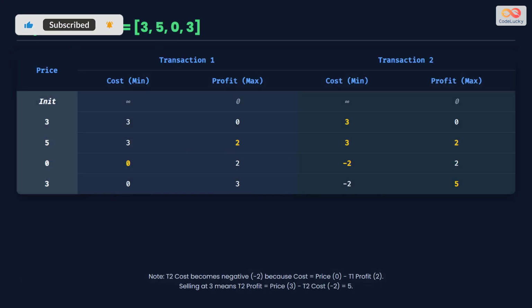Let's trace this with an example: 3, 5, 0, 3. Initially, costs are infinity and profits are 0. At price 3, we set our first buy cost. At price 5, we see a profit of 2. Then, at price 0, we find a new lowest buy price for transaction 1, but interestingly, our second transaction cost becomes -2 because we subtract our previous profit from the current price. Finally, at price 3, we sell for a total profit of 5.